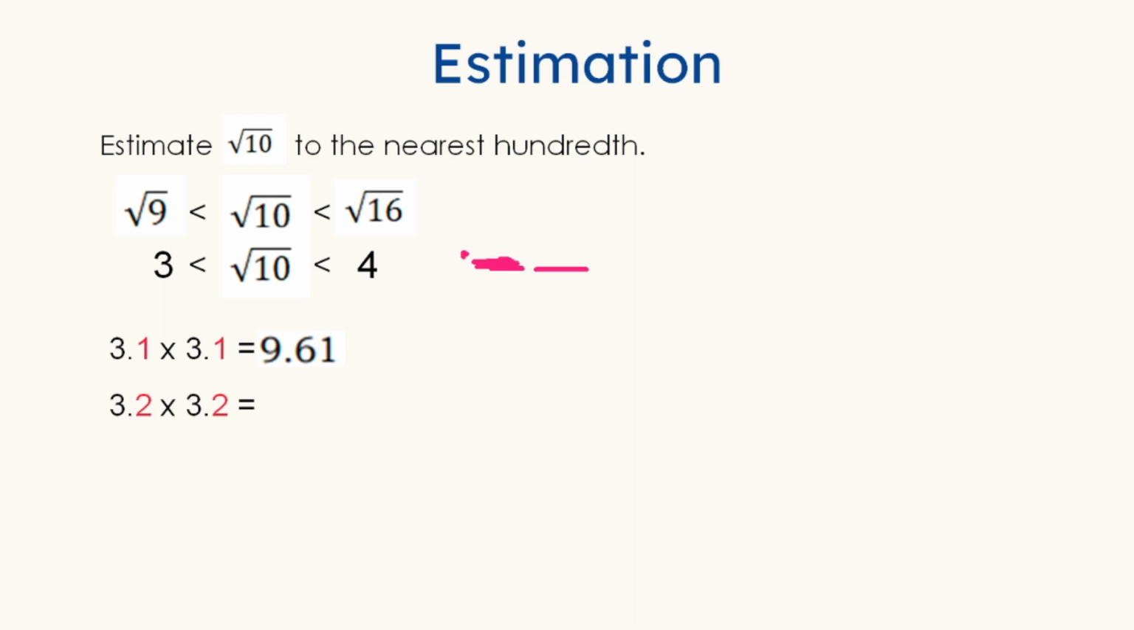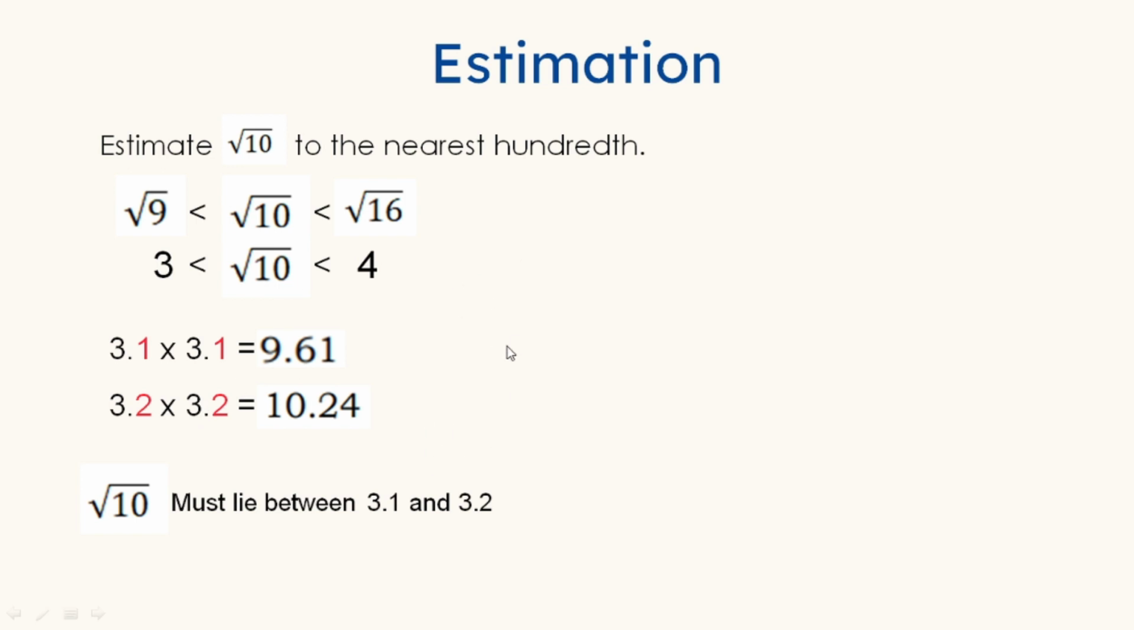So, medyo malayo pa sa 10, tama? Ito yung target natin, yung 10. 3.2 times 3.2, that's 10.24. At kung mapapansin nyo, lagpas na siya. So, ibig sabihin, itong square root of 10 must lie between 3.1 and 3.2 lang. Kasi 9.61 and then 10.24 na. So, lagpas na. So, ibig sabihin, nasa gitna ni 3.1 at 3.2 ang square root of 10.